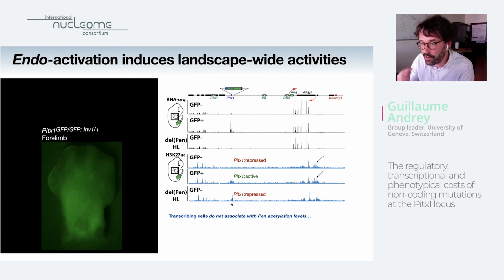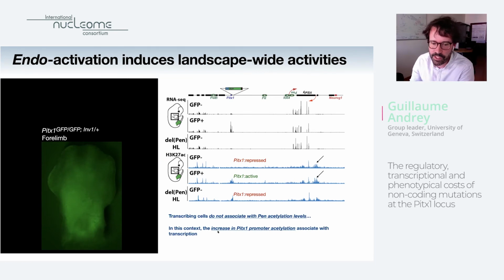So in this particular figure, we think the acetylation, of course, is not enough to explain the expression of the gene. Something else must happen there. So in this context, the increase in Pitx1 promoter acetylation is associated with transcription, unlike in the case of the loss of function. And if we look in these cells for the 3D structure, we have something pretty different than before.